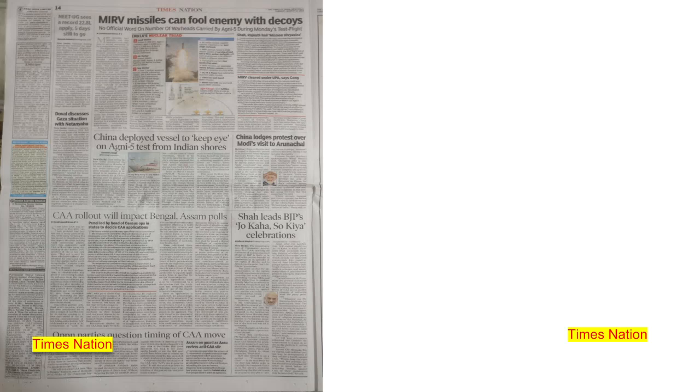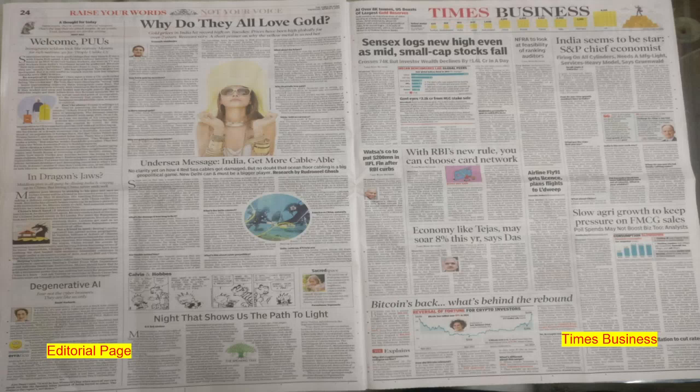Okay. Now once you flip this Times Nation section, then you come down to the left hand side editorial page, which I was talking to you about, and on the right hand side we have Times Business. Now if you see this editorial section, you find this one, welcome PUs, 1 news, In Dragon's Jaws, 2nd news, Degenerative AI, 3 news. So these 3 articles are given by 3 different people, and this, why do they all love gold, is 1 news, 1 editorial. Then undersea message, India gets more cable label, this is a whole article.